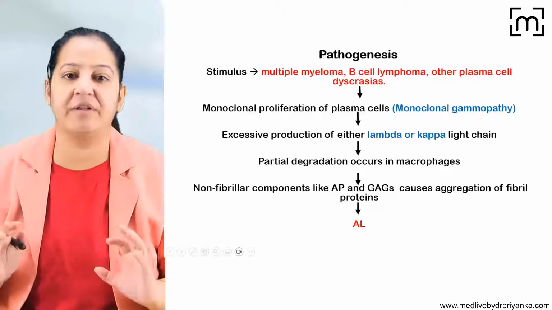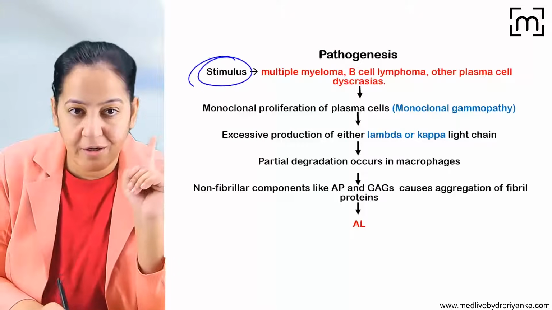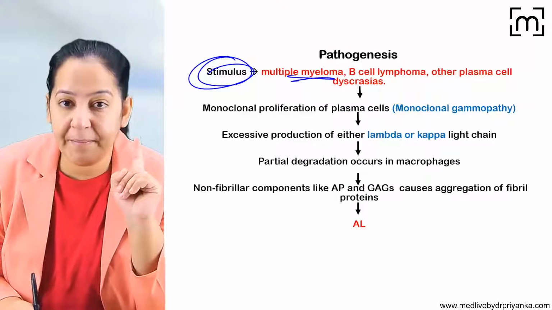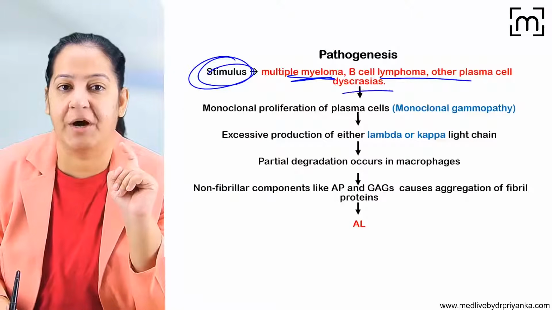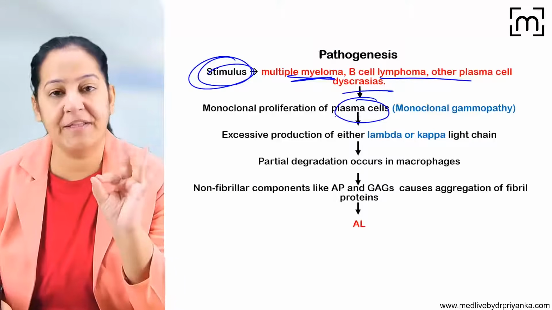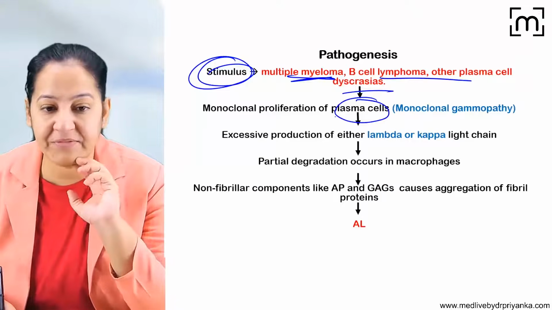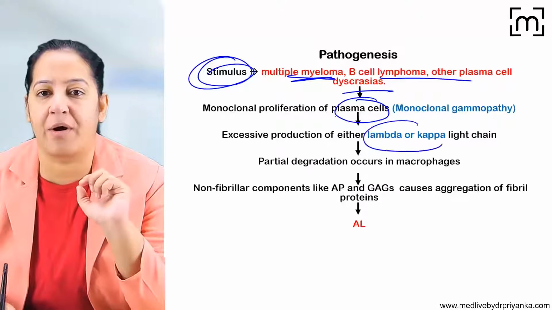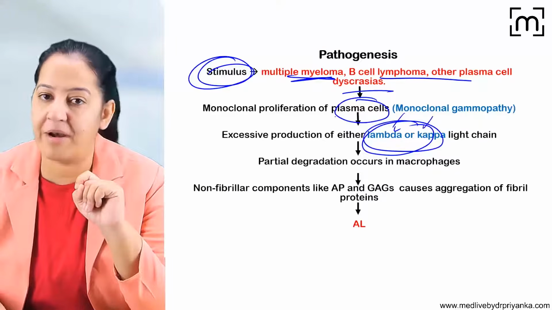So the same thing is written in the form of the flowchart. What is the trigger? What is the stimulus of the trigger? Multiple myeloma or plasma cell dyscrasia. Here the plasma cells are abnormal. That's why they produce only light chain. What is the name of the light chain? There are 2 types of light chain, kappa or lambda. So either kappa is formed or lambda is formed.